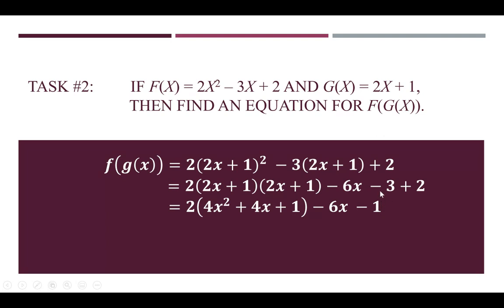At the end of my expression, I note that negative 3 plus 2 is negative 1. In the next step, I can finally rid myself of these parentheses by distributing 2 times each of the 3 terms in the parentheses, and I end up with this expression.